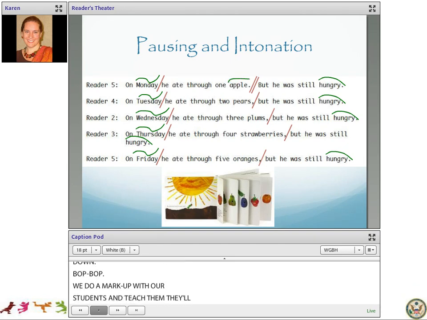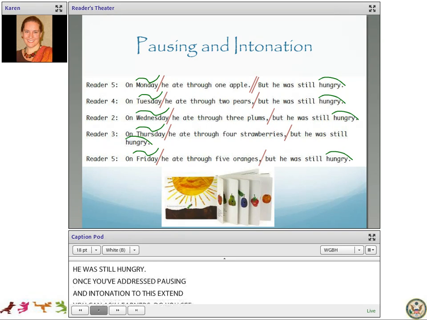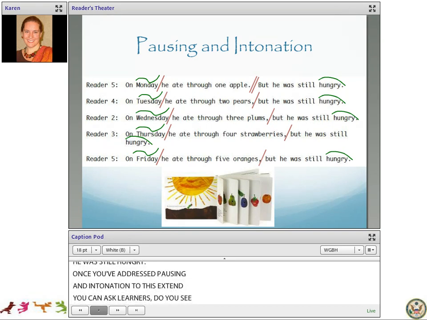Once you've addressed pausing and intonation to this extent, you can ask learners, do you see any other opportunities for intonation? And I'll ask you right now, if you look at this text, do you see another opportunity to mark intonation? My hint to you is here in the word apple. On Monday, he ate through one apple, but he was still hungry.